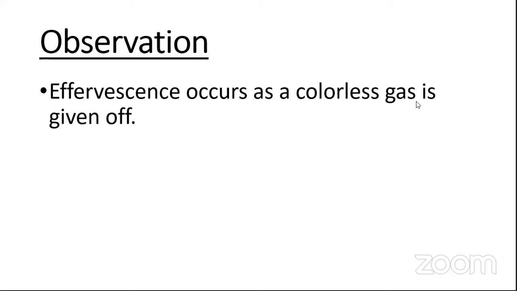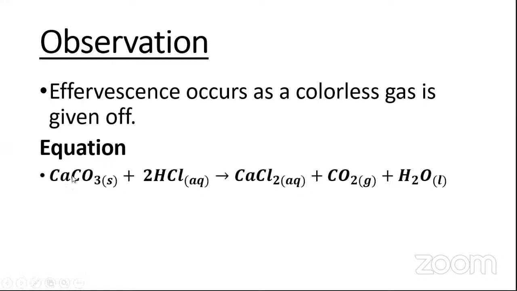So we shall see effervescence of a colorless gas being given off. So we shall see bubbles of a colorless gas in the flask. Then the equation. So this is calcium carbonate, which is in the flask, what we call marble chips. Then we add hydrochloric acid. Then we shall form a colorless solution, which is calcium chloride. Then the carbon dioxide we are interested in. And lastly, water.